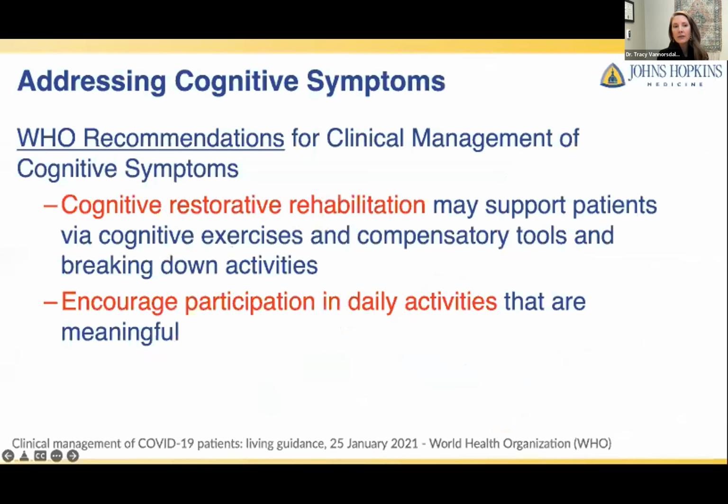With respect to the cognitive symptoms, cognitive or restorative rehabilitation is recommended, and encouraging patients to continue to engage in their daily activities that they find meaningful. We know from other patient populations, such as concussion or mild TBI, that when patients retreat too far from their daily roles, it can then hinder their recovery. So we want to really help them thread that needle and be as engaged and active as possible while still respecting their ongoing symptoms and the need to change their activities to some degree in response.